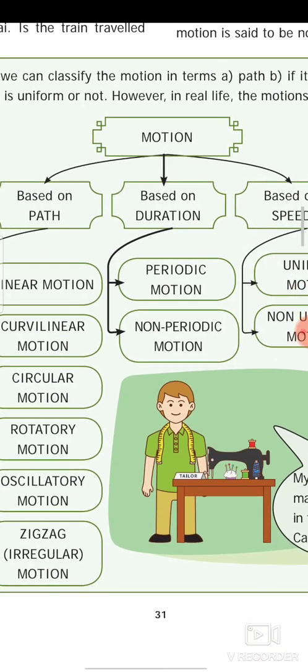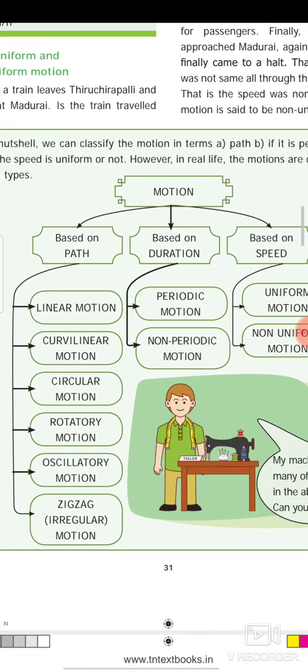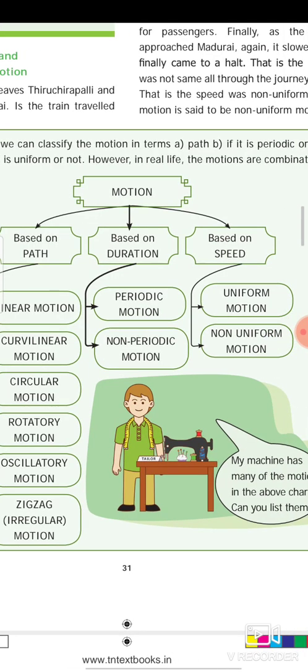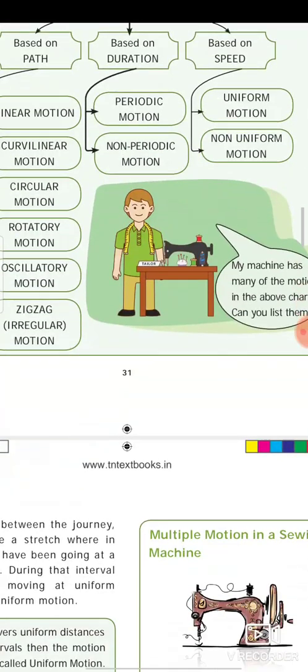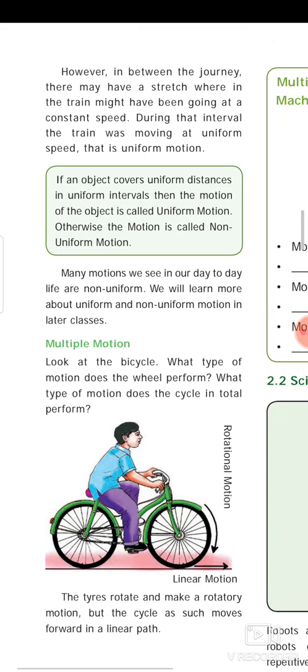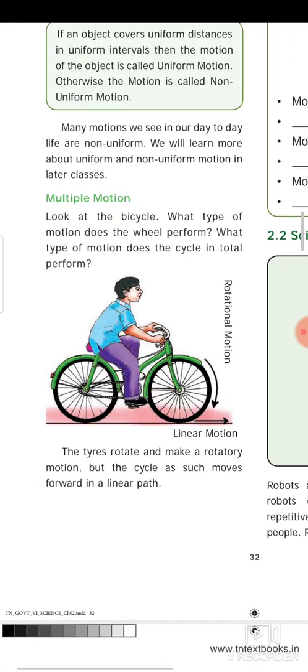So they have given you the flow chart of what we have seen previously. You can conclude the lesson by seeing the flow chart. Next, we need to see the multiple motion. A simple example is given for you, a cycle rider. See the wheel of the cycle, it revolves, so it follows rotational motion, but it moves forward, so it is a linear motion.